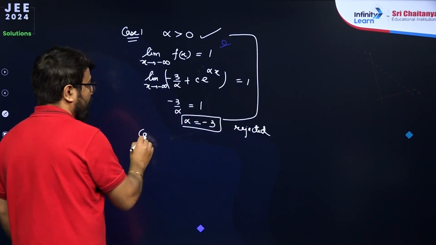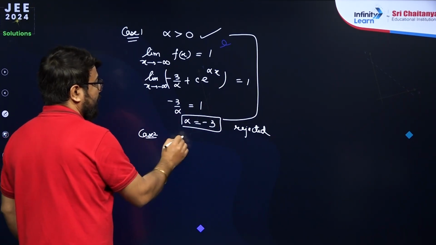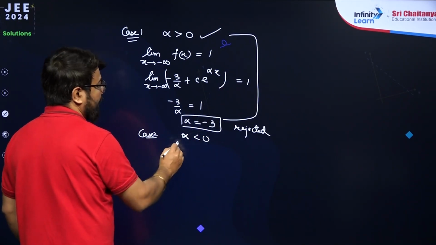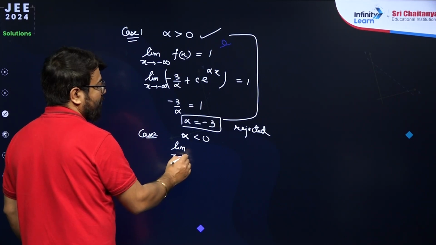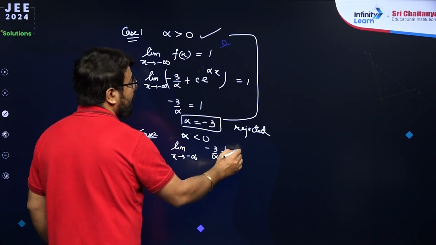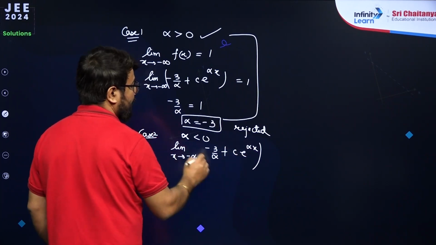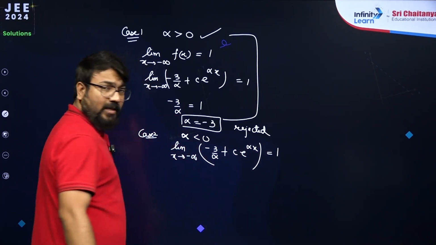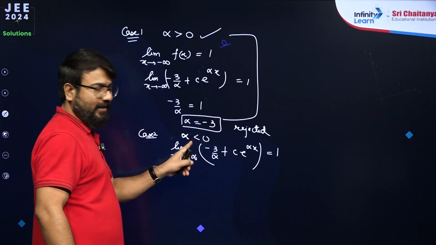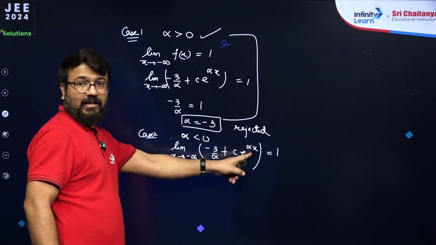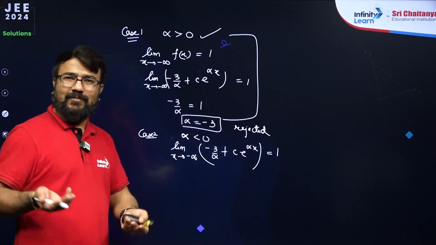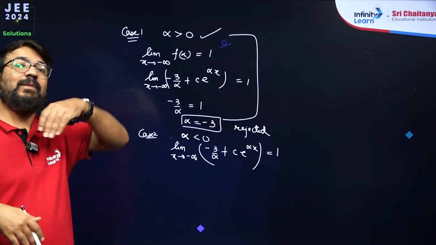Now, let us talk about case number 2. Case number 2 is alpha is negative. If alpha is negative and if I apply the limit, as x tends to minus infinity, this is minus 3 upon alpha plus c e raised to the power alpha x, and this is equal to 1. This is only possible because I have the value of alpha as negative and I am keeping minus infinity. So, minus into minus will become plus. So, the power on e will become plus infinity. E raised to the power plus infinity will be infinity.